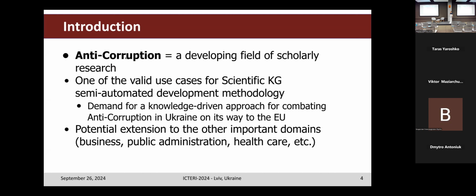Especially we think it's in high demand because of Ukraine's striving for the EU and the demand for fighting corruption. And finally, we think that it would be a great starting point if we want to later extend to other important domains such as healthcare, public administration, and business.